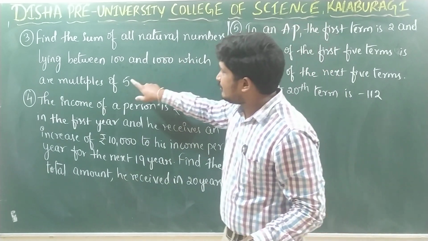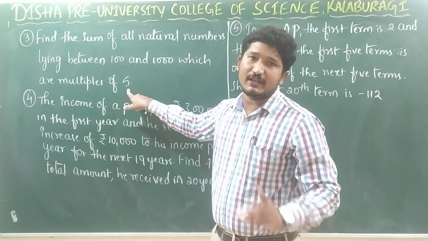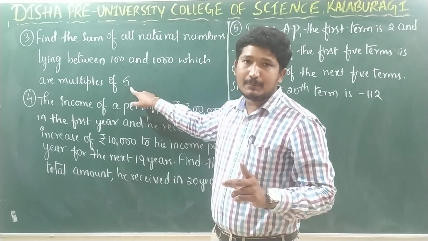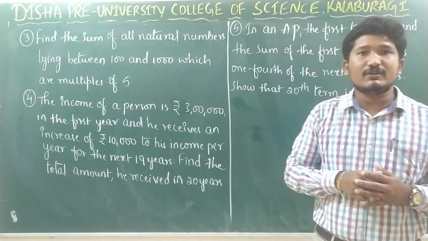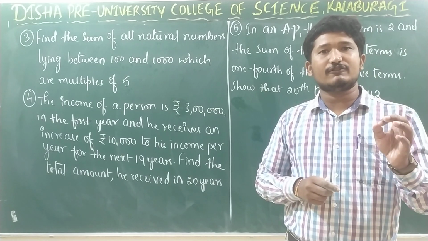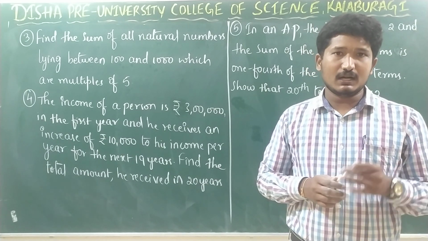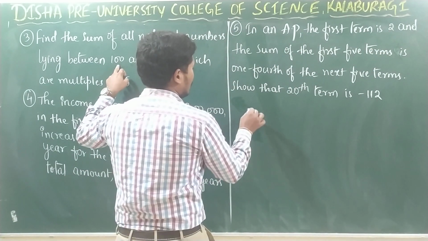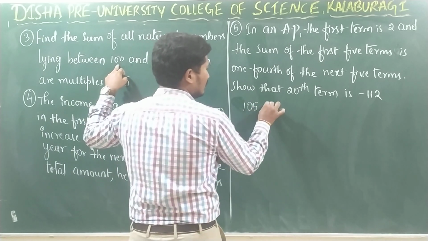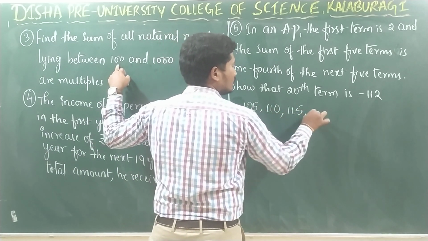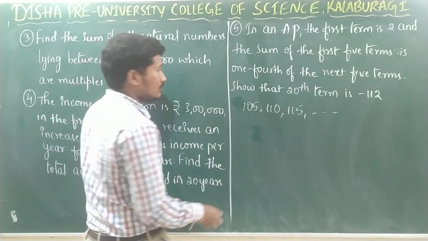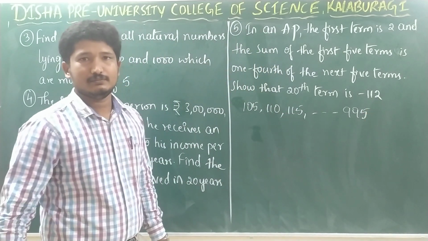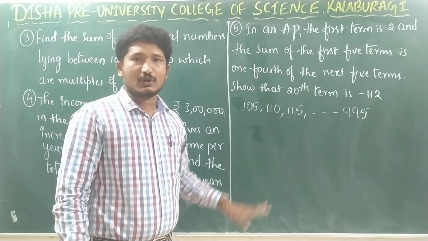And those natural numbers must be multiples of 5. Multiples of 5 is nothing but numbers that end with 5 or, sorry, 0. The number ends with 5 and 0. So what are those numbers? See here: 105, 110, 115, and so on, in between 100 and 1000. So the last term will be 995. So these are the terms that you have to consider.